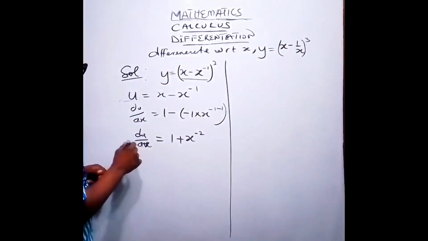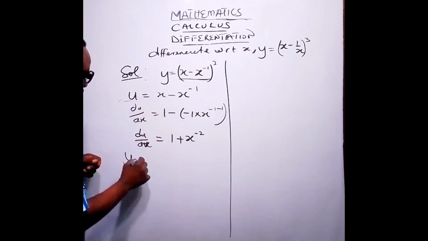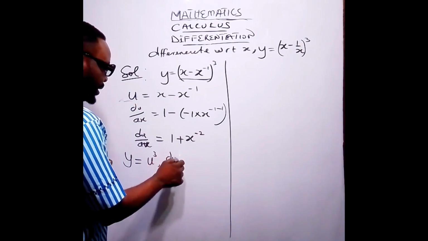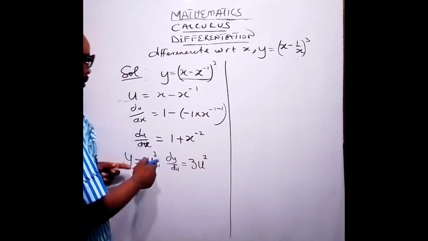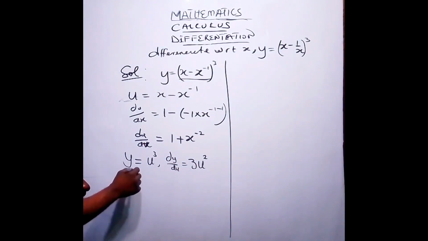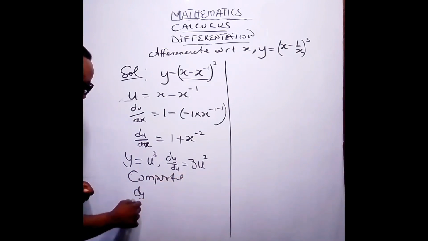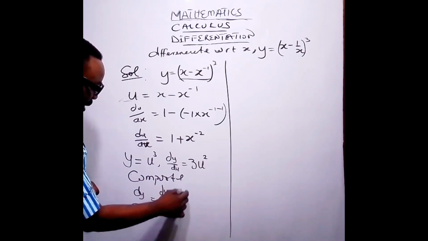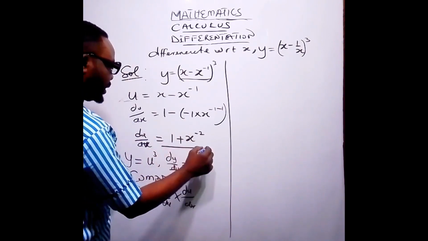Now, since we have turned this value into u, our y becomes u raised to the power of 3, where dy/du will be equal to 3u raised to the power of 2. So we can now apply the composite function rule, which says dy/dx is equal to dy/du multiplied by du/dx. This is our value of dy/du, and the value of our du/dx is here.